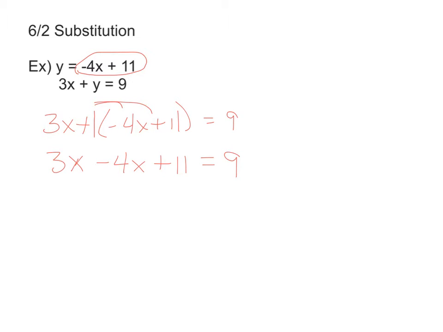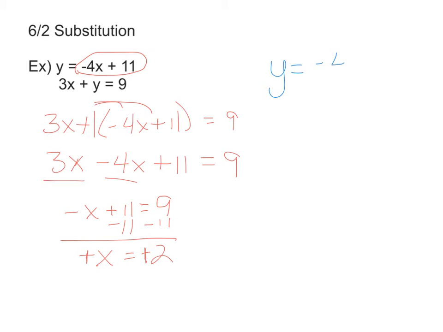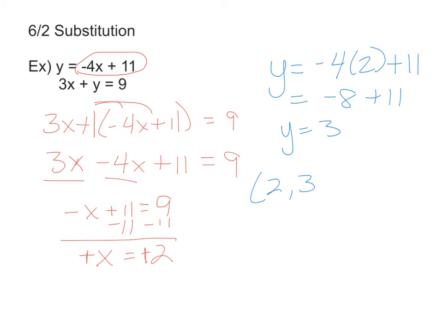So I combine my like terms, which would be the 3x and the negative 4x, and I have negative x plus 11 equals 9. So I'm going to subtract my 11. I get negative x equals negative 2, so I'm going to divide by negative 1 or get rid of my x here, so x is going to equal positive 2. Once I have that, then I'm going to take my 2 and I'm going to plug it back in for x. So I have y equals negative 4 times 2 plus 11, which is negative 8 plus 11, so y equals 3. So my answer here is going to be 2, 3.